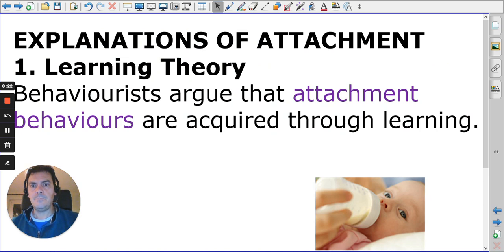Now, what we find about the learning theory that's really important for us to recognize, you've seen this in the approaches topic, is that learning theory comes from behaviorists, and they would argue that attachment is acquired through learning. So attachment is acquired through learning. And you can see that there's going to be a focus on feeding in terms of this explanation.